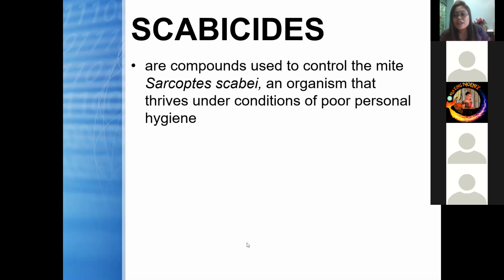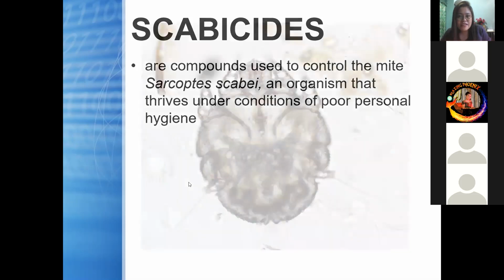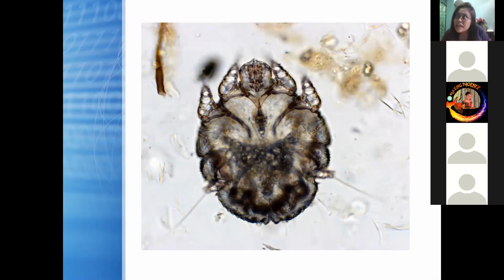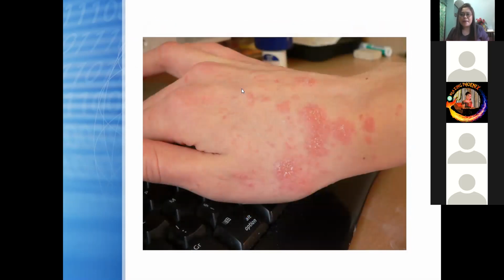So, pwede po na maadto sa tao. So again, this is a mite and actually this is class A microscopic na mite. So we cannot see it with our naked eyes, but we can see the small mite with a microscope. And this is how it looks like under the microscope. Okay, that's the Sarcoptes scabiei.